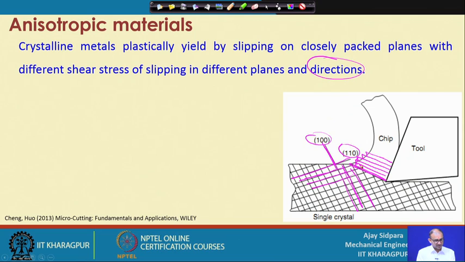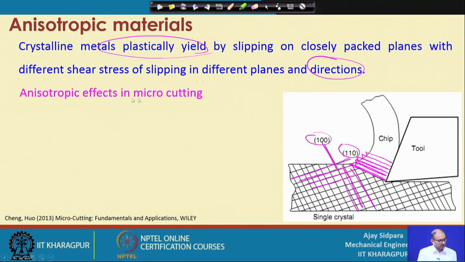Right. So, these are the stack of the uncut chip thickness, and then it will be removed as a chip. Wherever this is happening, these are the different slip planes. So, if it encounters this, at that time this whole material will yield plastically in a different direction in a different plane. So, anisotropic effect in micro cutting.